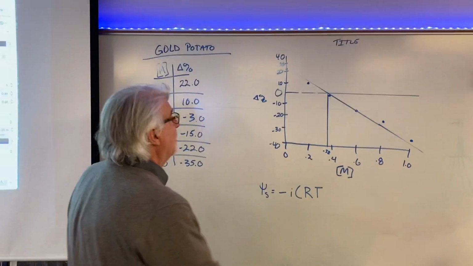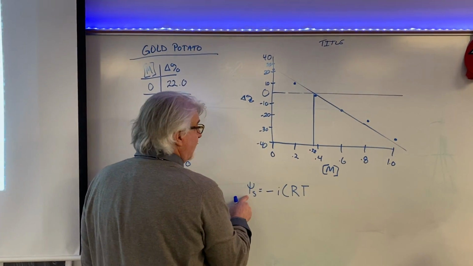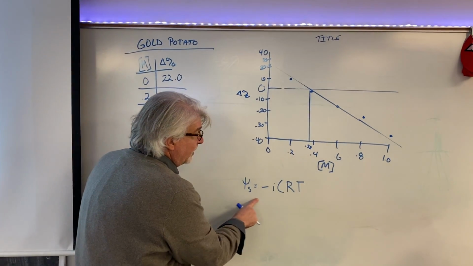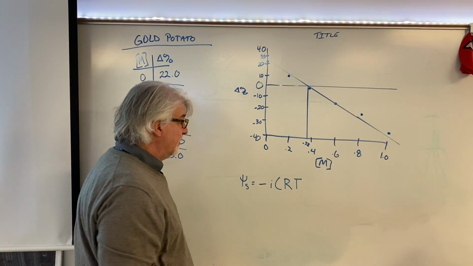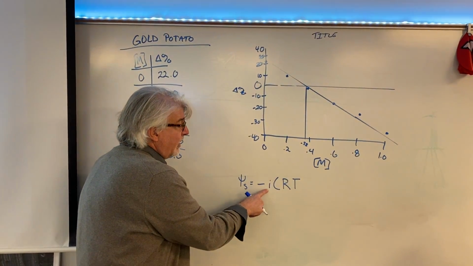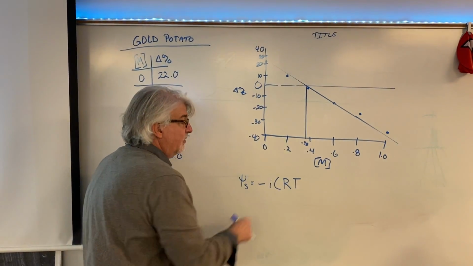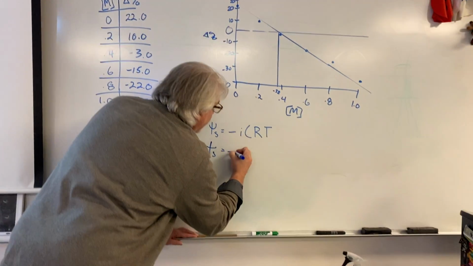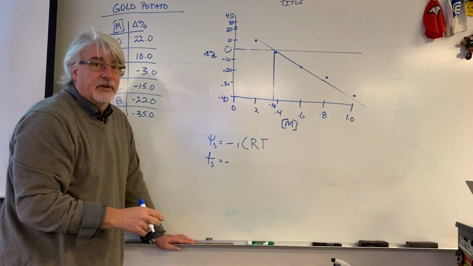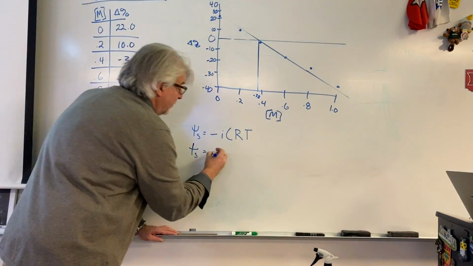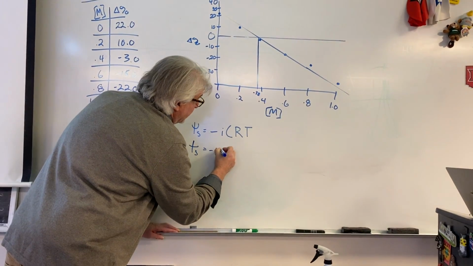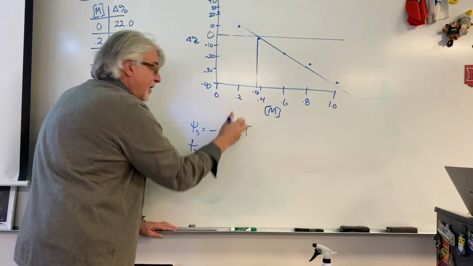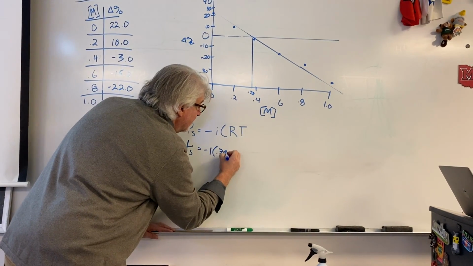I hope you do. So now we want to find the psi s of gold potatoes. Psi s you find out by using this formula, which will be provided to you. Psi s is -I times C times R times T. I is something called an ionization constant, which for sucrose is 1. That will be given to you. Times C, which is the molar concentration that you got from this graph, 0.38.